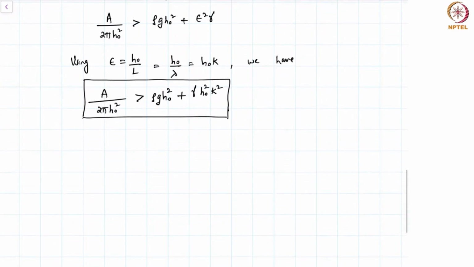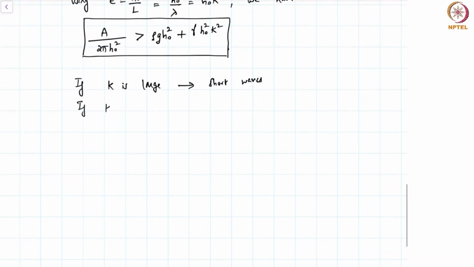Now if k is large, we have short waves. If k is small, then we have long waves.